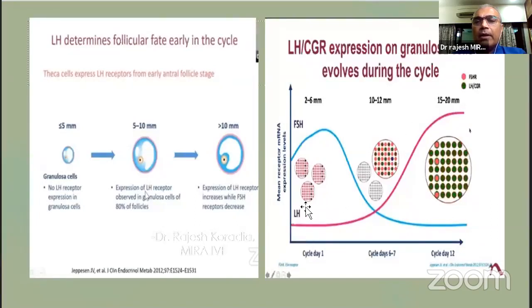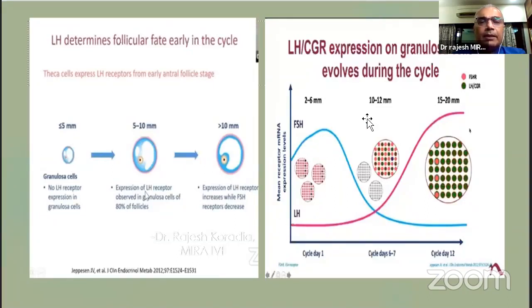In the early follicular phase, there is predominantly FSH receptor and very few LH receptors. As the follicle grows, the number of LH receptors increases, and around cycle day 6 to 7, when the follicle is around 9 or 10 millimeter, there are equal numbers of LH receptor and FSH receptor. As folliculogenesis further advances, there is more LH receptor and less FSH receptor.